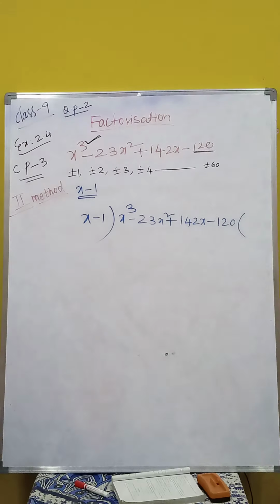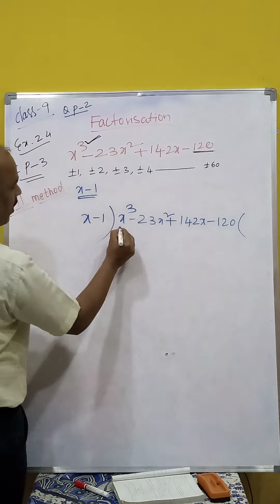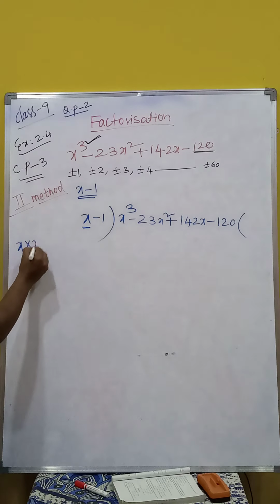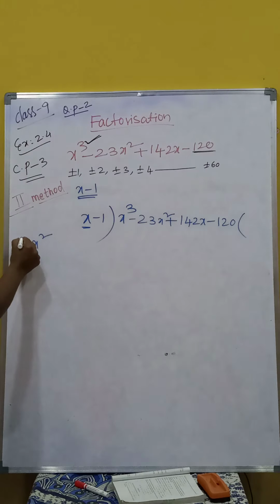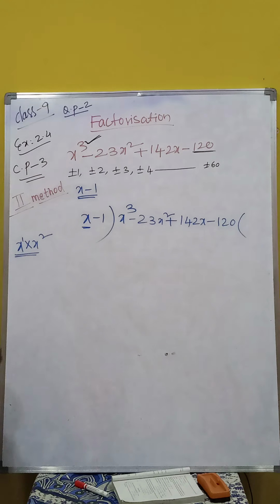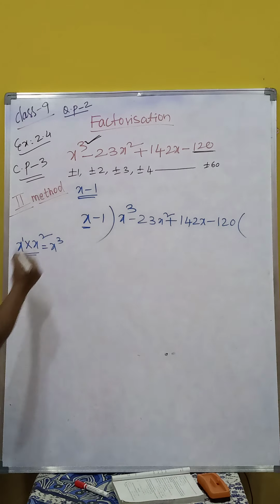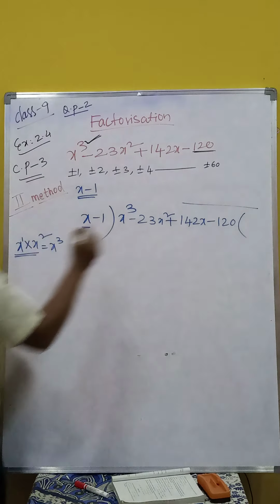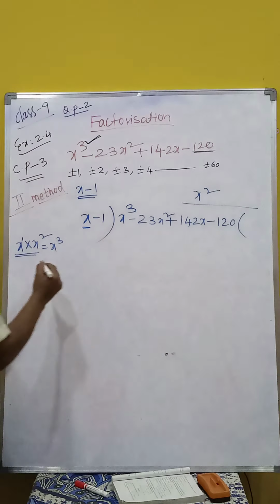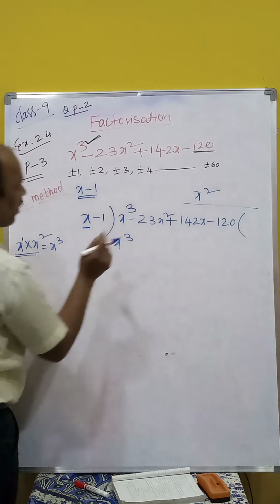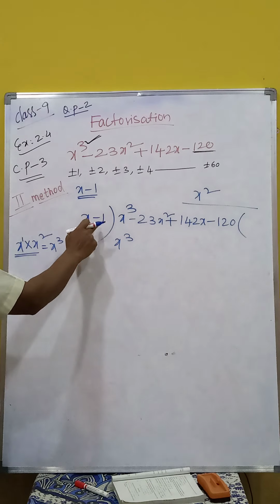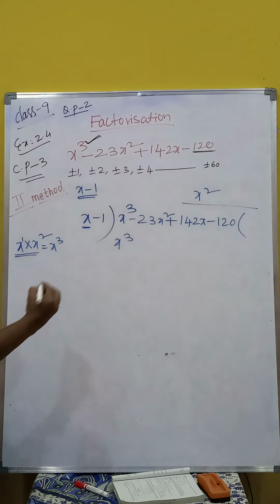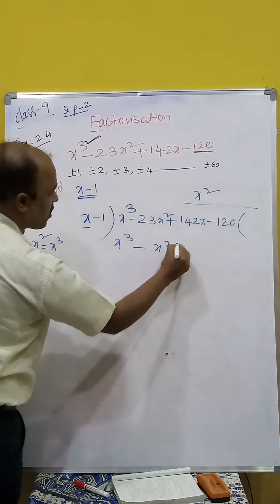Now we will go for the division method. What is here? First term x cube. What is on the left side here? x. What do we have to multiply? x into x square. According to the laws of exponents, x into x square is x cube. Write it first in the quotient. I am writing here the quotient x square. x into x square is x cube. And the second term also: in place of the divisor, that is minus 1, minus 1 into x square is minus x square.